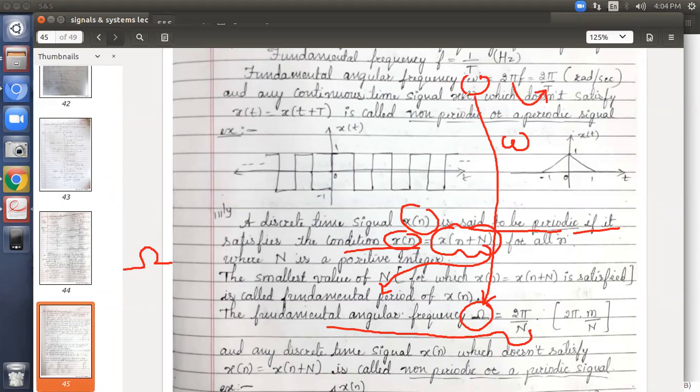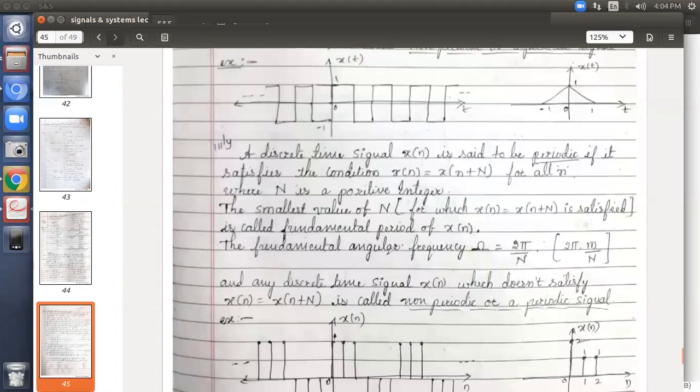Here, there is a condition. What is the condition? Omega, the angular frequency, should be a multiple of 2 pi. This is the condition. That's why we can write omega in this form. Omega should be equal to 2 pi into m by n, and m by n should be a rational number. It should not be an irrational number. If this is satisfied, then only we say that the signal is periodic, and you can find the period easily.